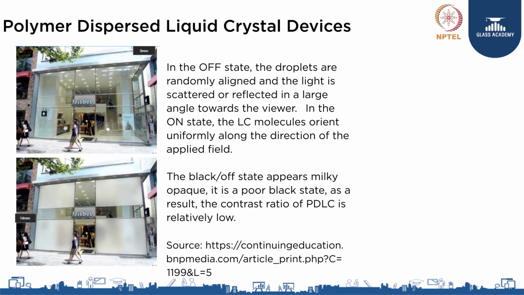Now let us look at one application. Here you see the facade is having polymer dispersed liquid crystal devices. In the off state, the droplets are randomly aligned and the light is scattered or reflected at a large angle towards the viewer. In the on state, the LC molecules orient uniformly along the direction of the applied field. Therefore, in the off state, it appears milky opaque, and in the on state it appears transparent.